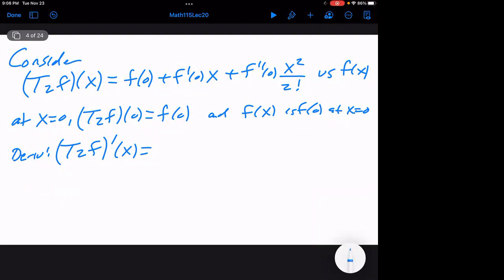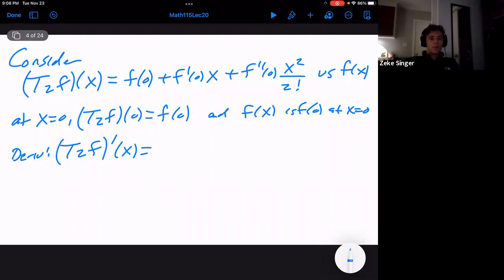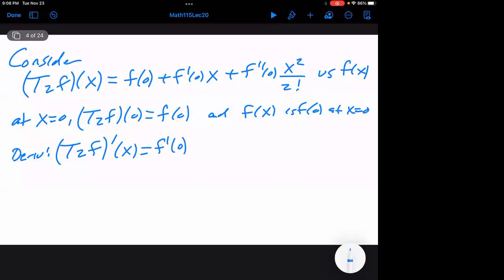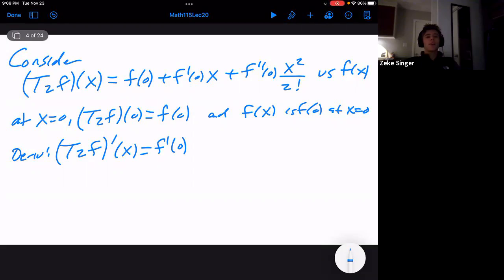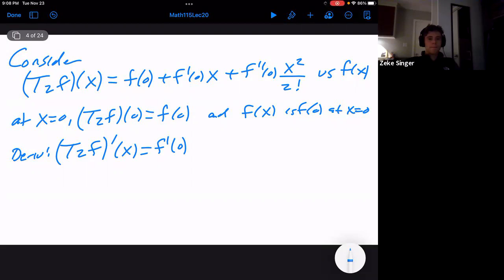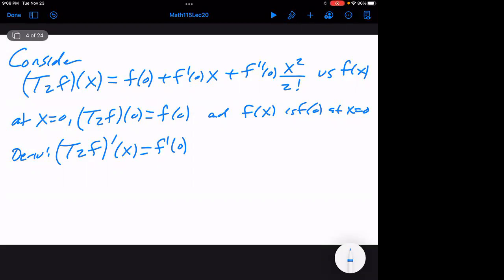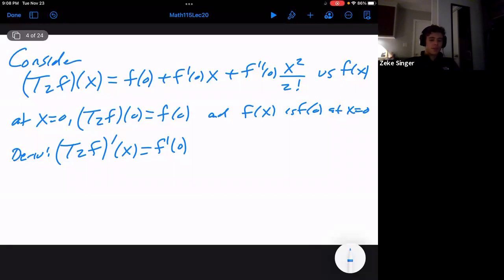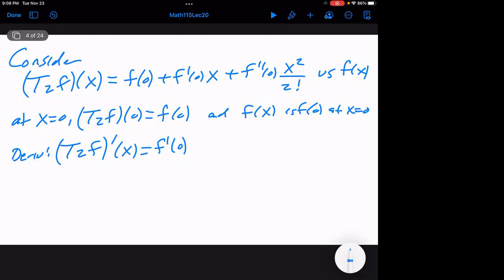So Zeke, what's the derivative of f prime of 0 times x? f prime of 0 plus a constant times x. Nope, no, it's just f prime of 0. Oh, right, that makes sense. Right, f prime of 0 is a constant. If I gave you the function x, what's the derivative of the function x? It's 1. And if I give you 2x, its derivative is 2. If I give you 3x, its derivative is 3. So it's just a constant.